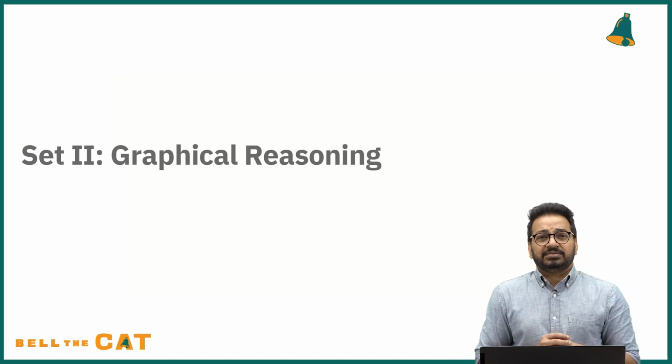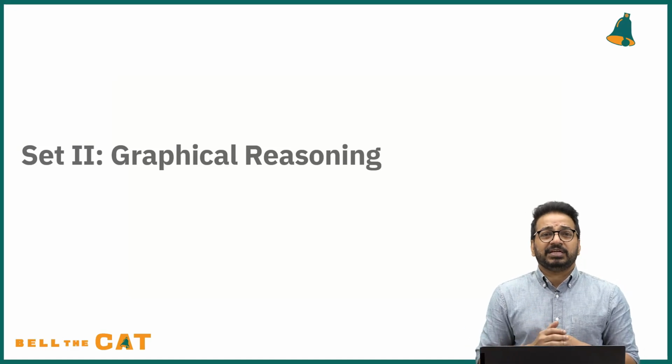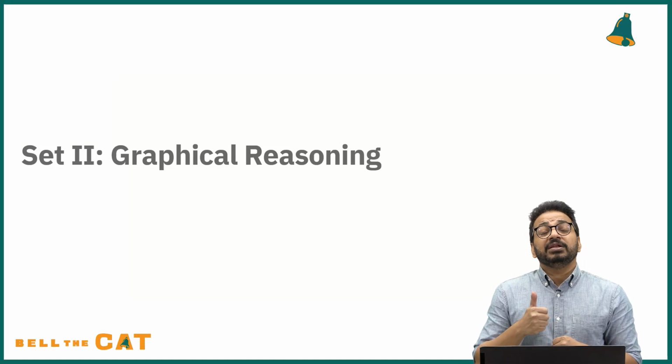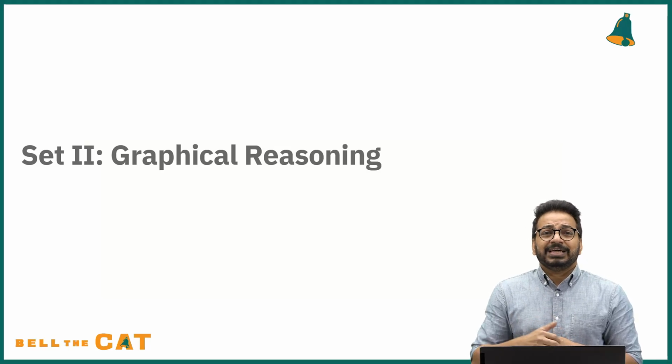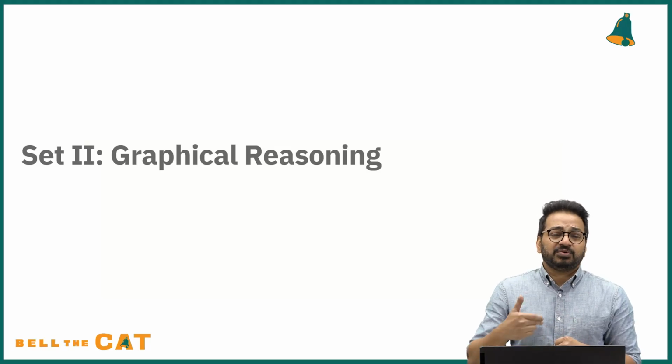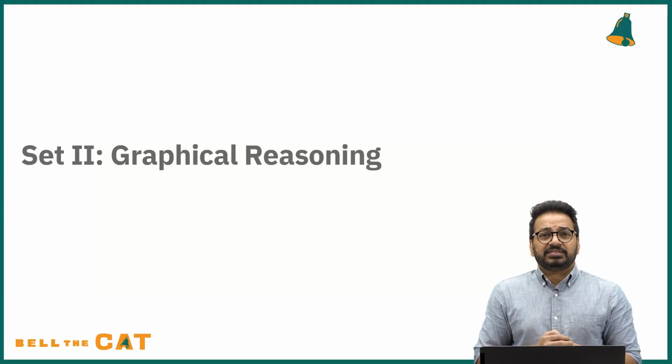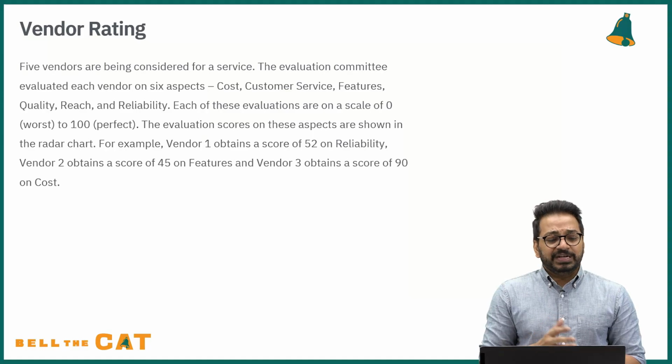The next set that we will look at is another set of graphical reasoning where we learn these two things. Unfamiliar need not be unsolvable. And second, represent the data in terms of what is asked and not what is given. Let's look at the next set. The next set, vendor rating.